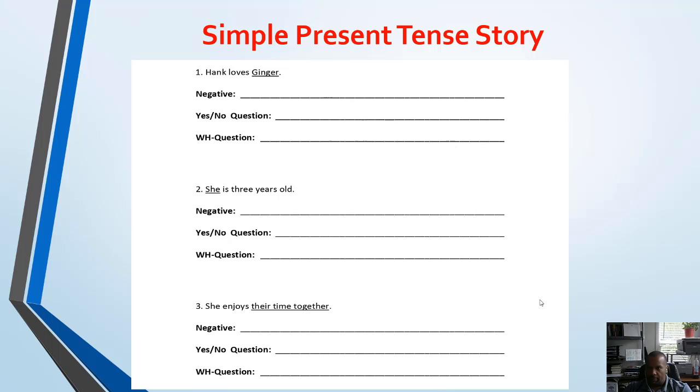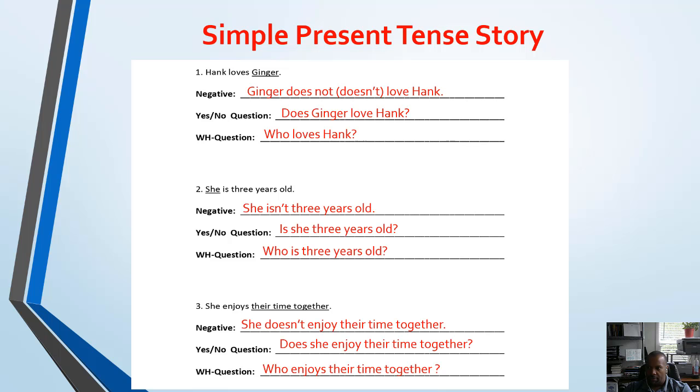Okay? And so these are my answers. Remember, I've written all of these in the simple present tense. Ginger does not love Hank, or Ginger doesn't love Hank. Yes or no question, does Ginger love Hank? WH question is, who loves Hank?